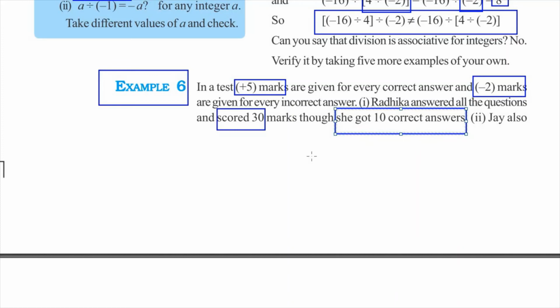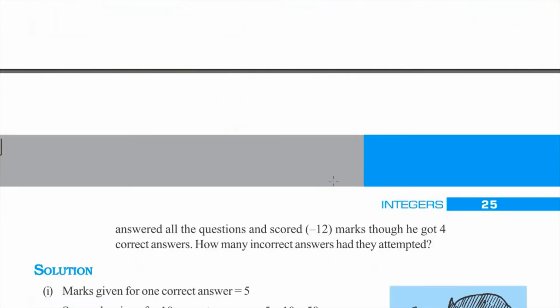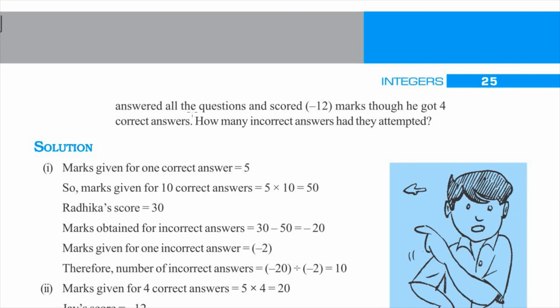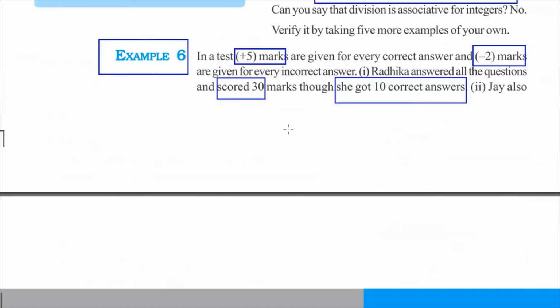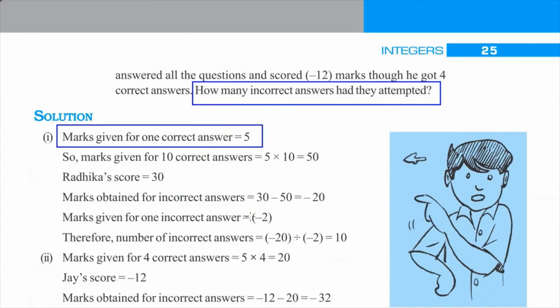Next, we have the second question. Before we go to the second question, let us solve question 1. So the question here is, how many incorrect answers had they attempted? The way we solve this is, we need to write down the data that has been given in the statements clearly. So the first data that has been given is, marks given for one correct answer is equal to 5. Okay. And they are already writing this inference, but before you write that down, you can also write down all the data once and then move on to making inferences.